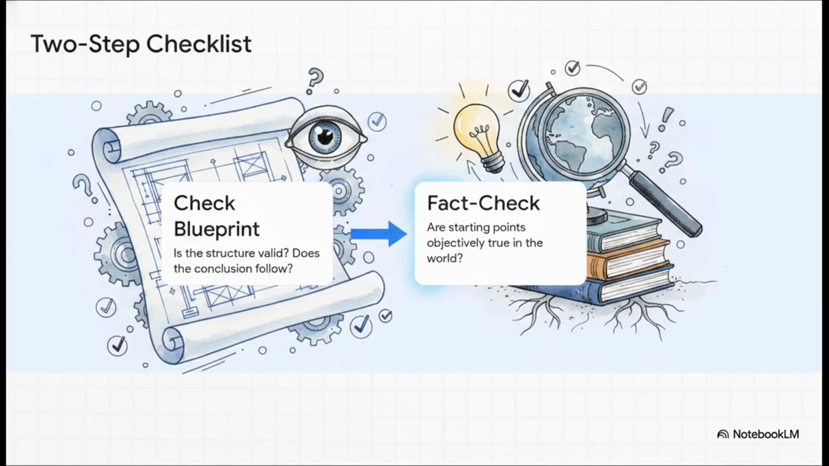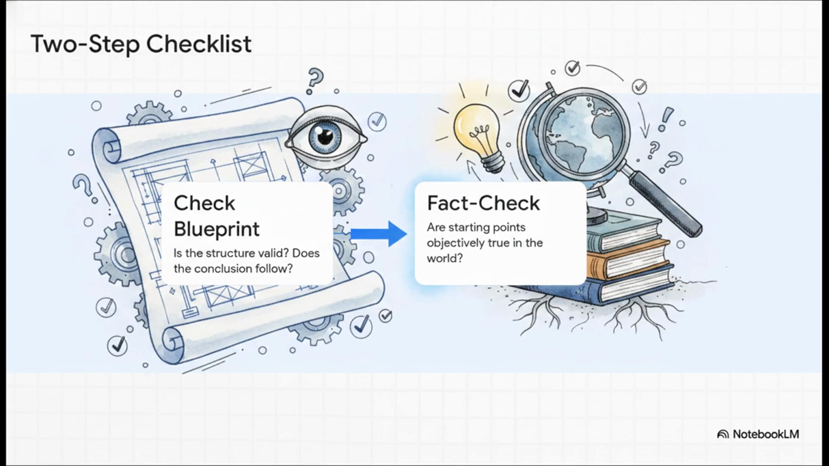So here is the specific two-step framework you absolutely must deploy the next time someone throws a complex argument your way. Step 1, check the blueprint. Is it valid? For just 1 second, ignore reality and look strictly at their structure. If their premises were true, does the conclusion follow? If the answer is no, stop right there. You don't even need to fact-check them. The argument is automatically unsound.